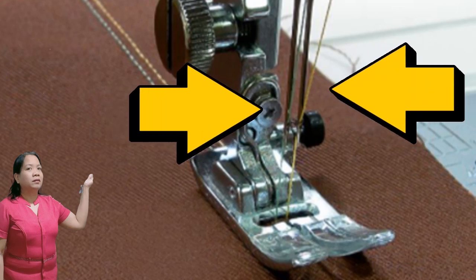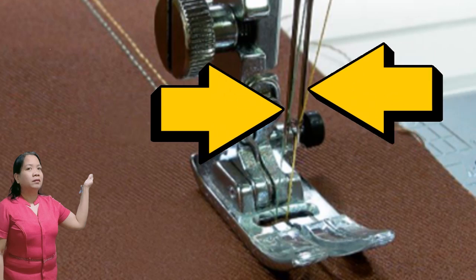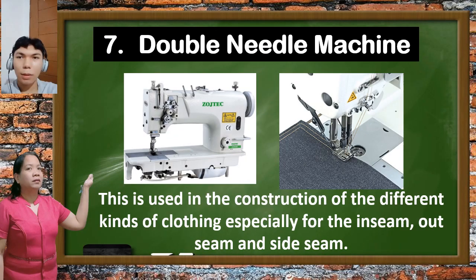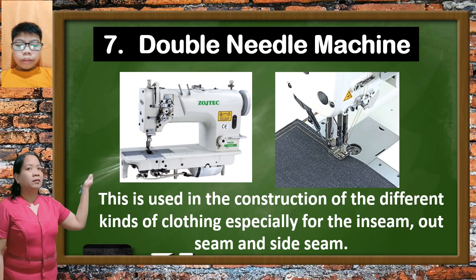That is correct. There are two needles in this type of machine. What do you call this machine? Yes, Chris Miguel. Number 7. Double needle machine. This is used in the construction of the different kinds of clothing, especially for the inseam, outseam, and side seam. How about you, Stephen? Number 7. Double needle machine. This is used in the construction of the different kinds of clothing, especially for the inseam, outseam, and side seam.